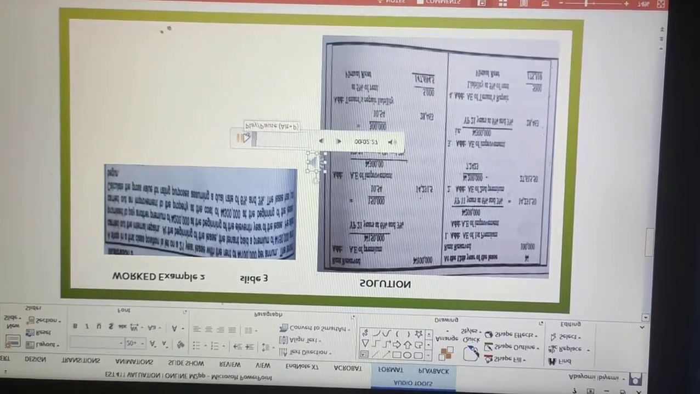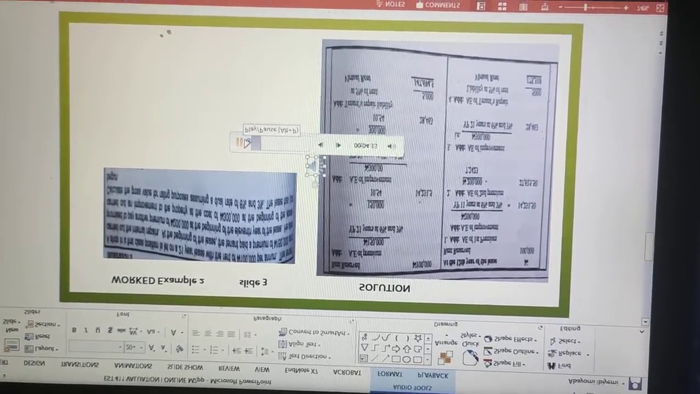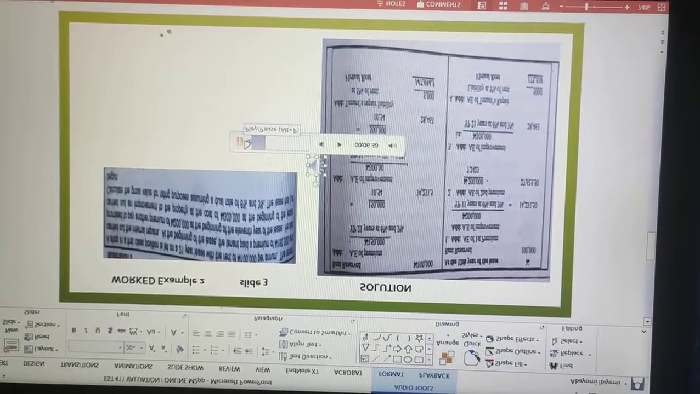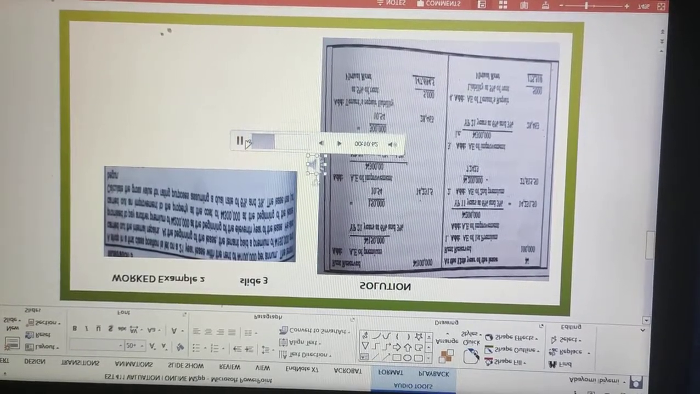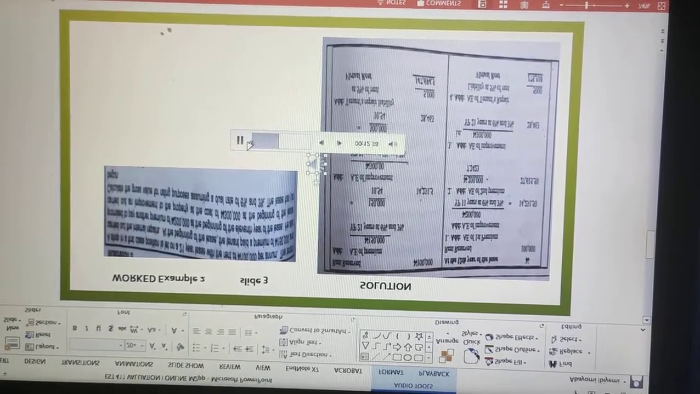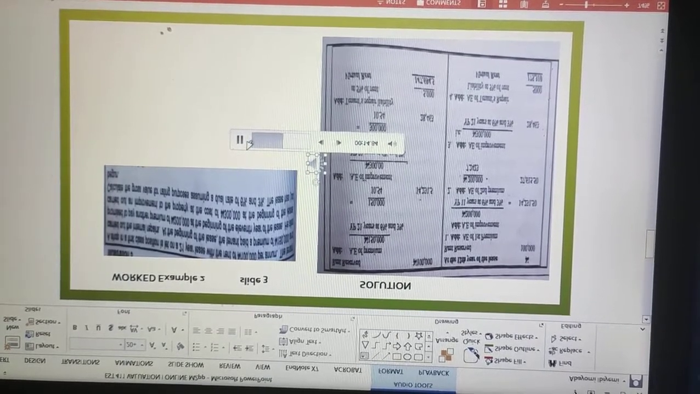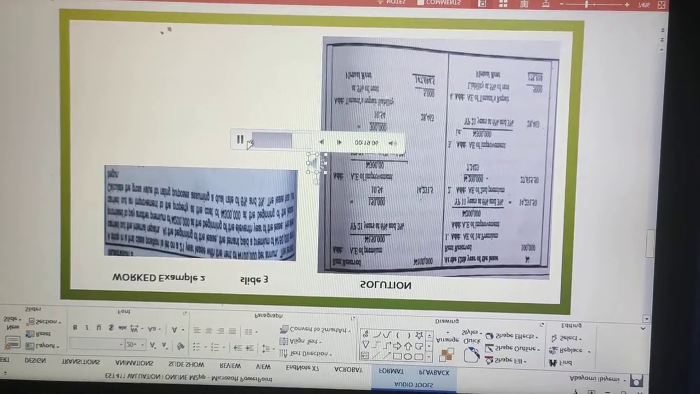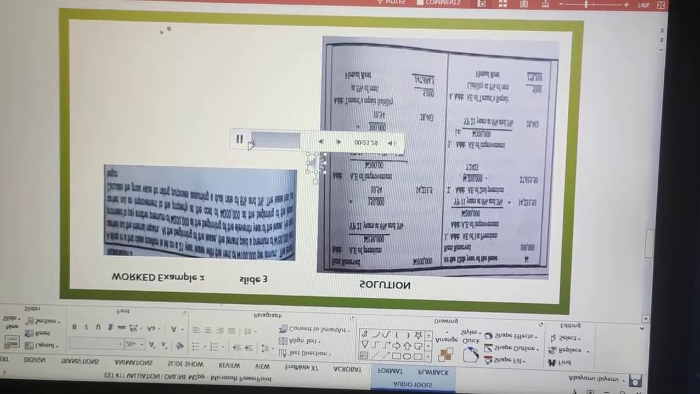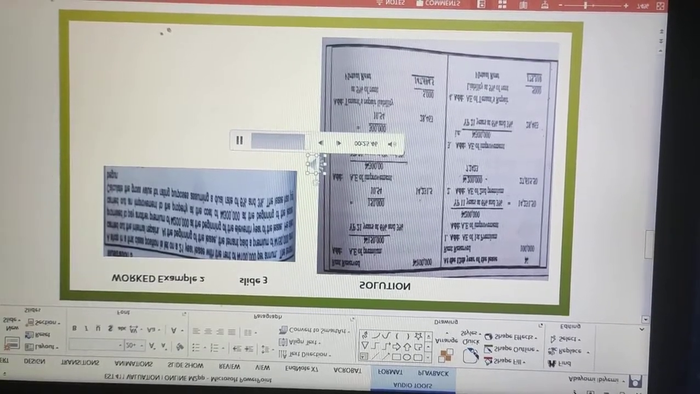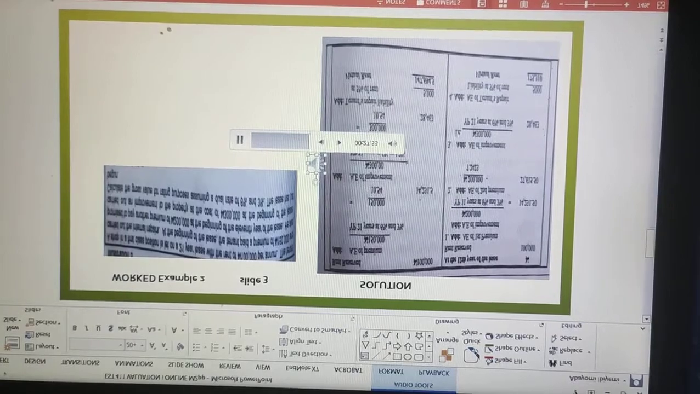In the light of the previous worked example 1, I want you to look at this worked example 2 and deconstruct it, rework it, and check your answers with the solution that is provided on the right hand side. This is for you to work out by yourself.